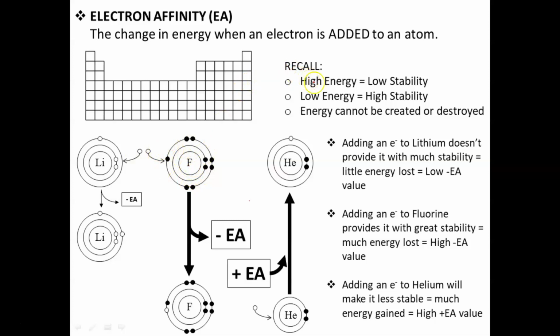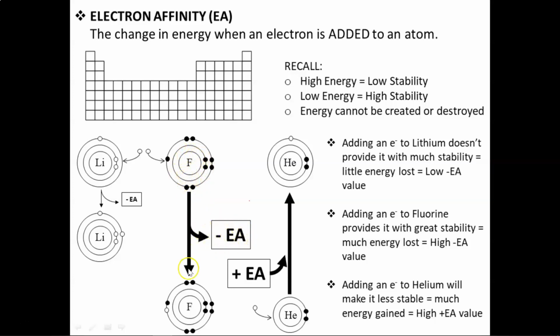And if you recall, high energy typically means low stability, while low energy typically means high stability. And of course, energy can't be created or destroyed. So when we add this electron to fluorine, we make it very stable. In the process, it goes from a high energy state to a low energy state, or we say it's ground state. But of course, energy cannot be created or destroyed, and so the energy released in this process is known as electron affinity. It gets a negative value because we're releasing the energy. So the energy is being lost by the atom and given off to the surrounding area, and that's why EA is a negative value.